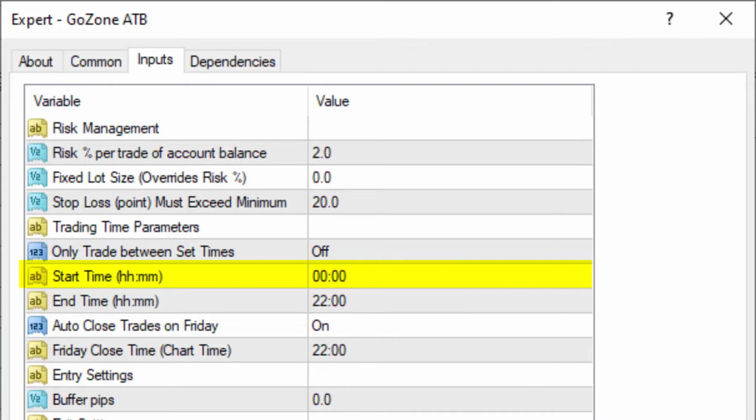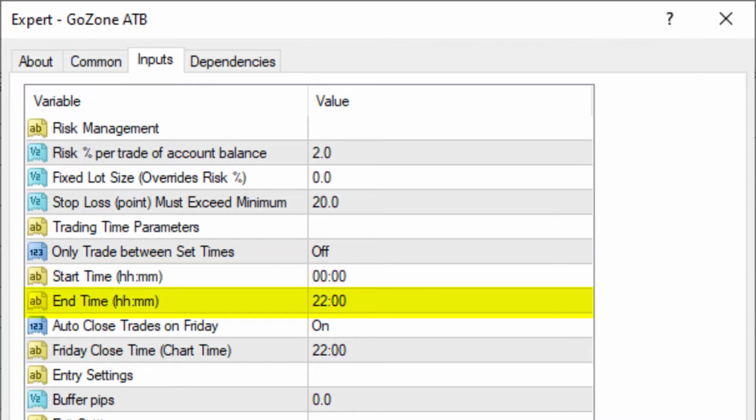For example, if your broker's data feed is in the UK and you live in Asia, and you want to trade the FTSE 100 when the market opens, then you would set the ATB to start at 8 a.m., even though it may be 2 p.m. where you live. It sounds confusing, but simply put, the time you want the bot to turn on and off is always based on what your chart says.